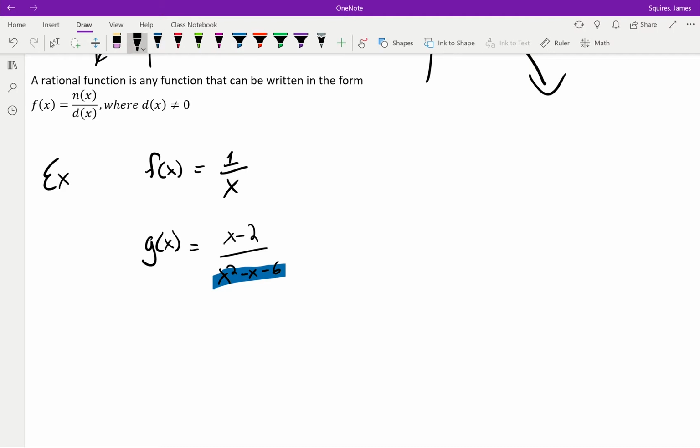So let's do a third example, where we just have q of x equals 7, where in this case n of x equals 7, and d of x, in this case there is an implied 1 here. So this is 7 divided by 1, and d of x equals just 1.